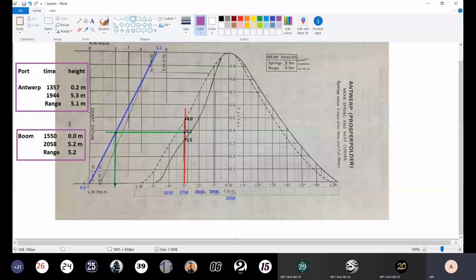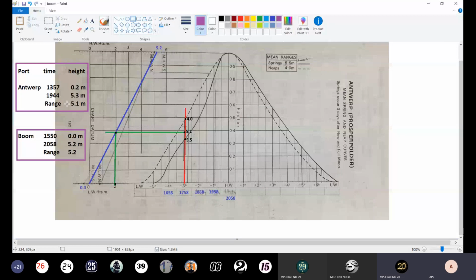No. See, don't get confused. This one is low water. Okay, read your tables. 1357 is low water and 1944 is high water. See your table which we had made for Antwerp first. So the range is the difference between high water and low water here. So we know low water height is this, high water height is this. So range will be the difference. Range is always the difference between high and low water.